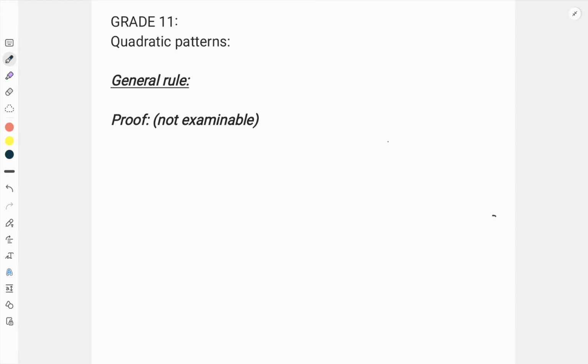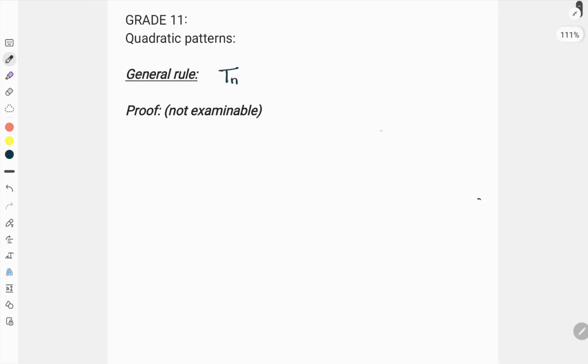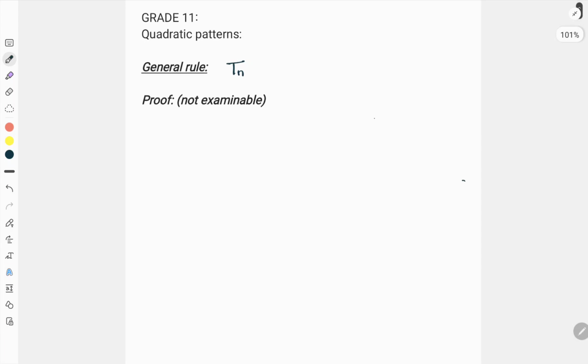I'm not going to take long. I'm just going to show you what is important in this topic. Now, quadratic patterns, you have to know the general rule first of a quadratic pattern. It is represented by Tn. It is represented by Tn is equal to an squared plus bn plus c.